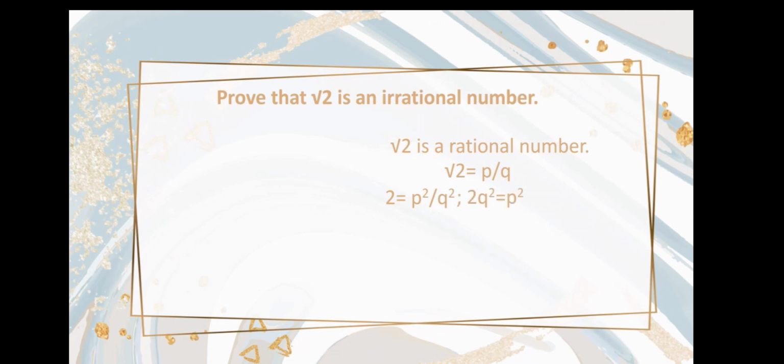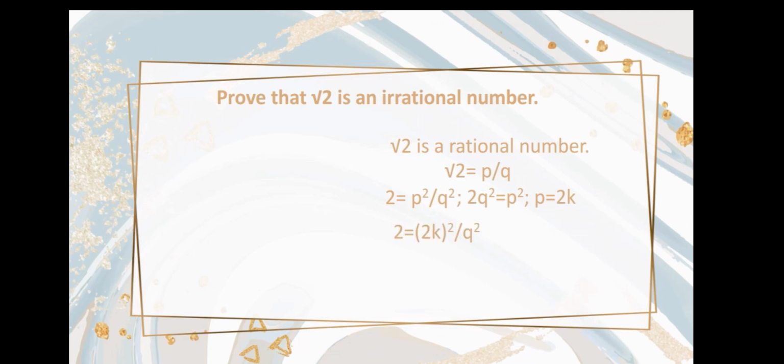Therefore, since p squared equals 2 multiplied by some integer, we know p squared has to be even. And since odd numbers squared are odd and even numbers squared are even, p has to be an even number. So, p equals 2k, where k is an integer. Now, let's go back to our equation. 2 equals p squared over q squared. Substitute p squared with (2k) squared. We get 2 equals (2k) squared over q squared.